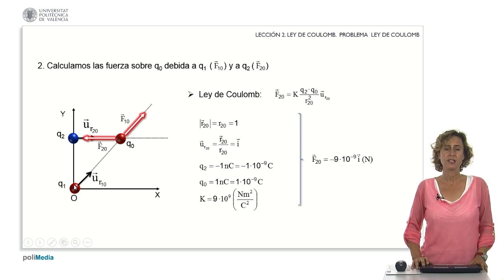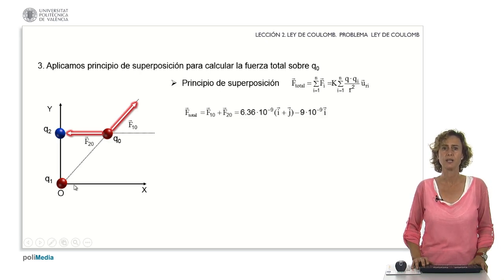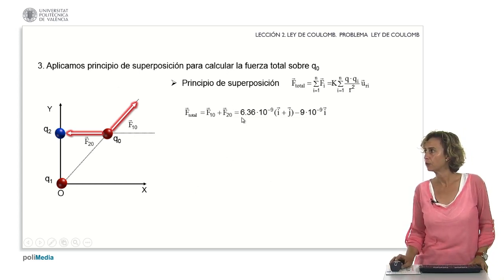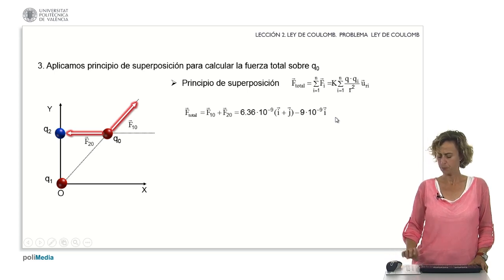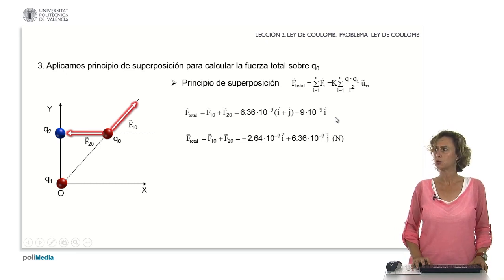Well, we need to determine the total force acting on the charge Q sub 0. And what do we have to do? Apply the principle of superposition, that is, add up vectorially these forces. The x component of this force plus the x component of this force with its corresponding sign, and the j component, which the other does not have. Well, adding up, we obtain that it is minus 2.64 times 10 raised to minus 9 i plus 6.36 times 10 raised to minus 9 j, in Newton. We draw it, and we have the total force.